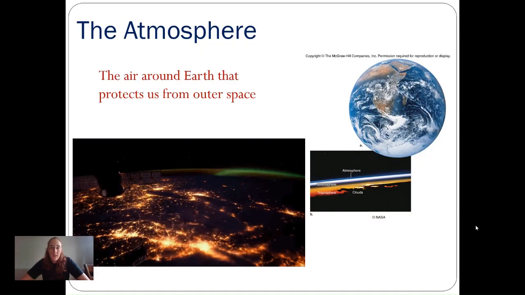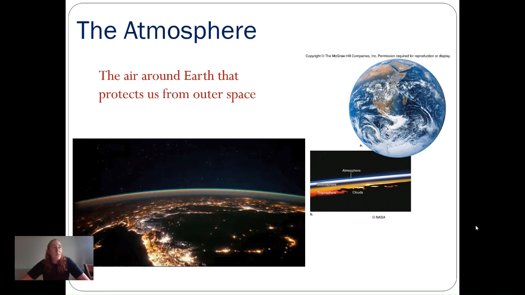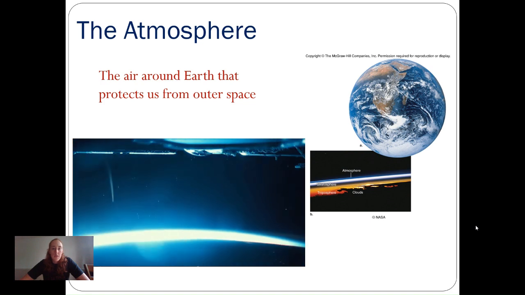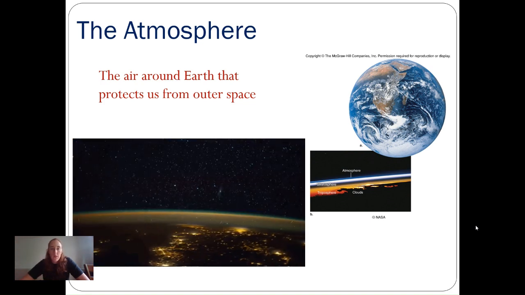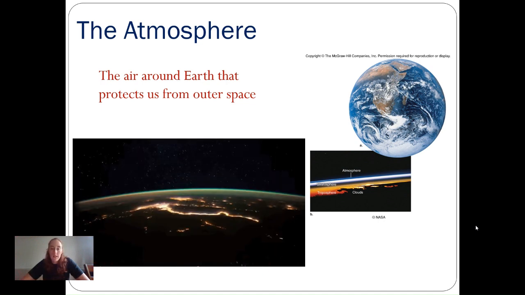Let's just quickly define the atmosphere. You're breathing it in and out right now. You're breathing in part of what we call the troposphere, which we'll talk about in a second. But the atmosphere is just going to be the thin envelope of air that surrounds Earth, and it has a lot of different protective properties, which we'll go through in a second.